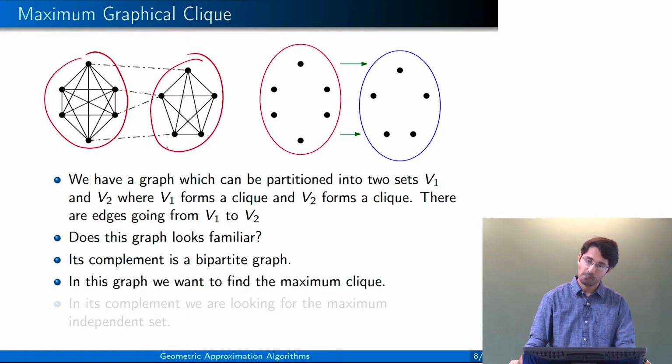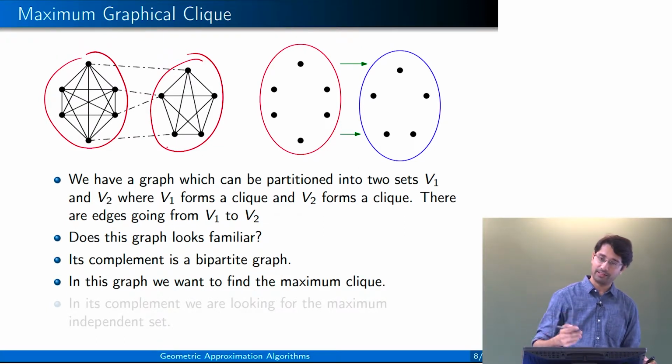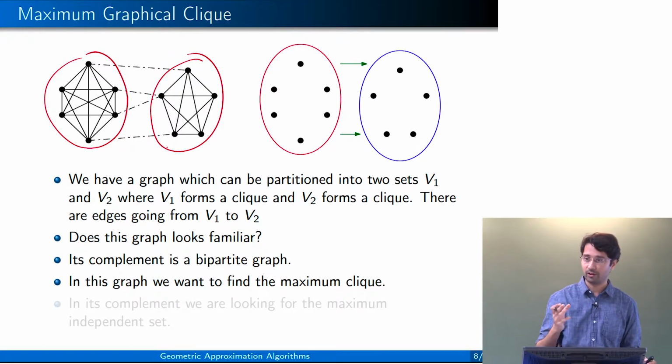Yes, A and B. So, independent vertices are typically A and B. If you think about a bipartite graph, it might not help. Again, think about it. Let's play with some graph theory.